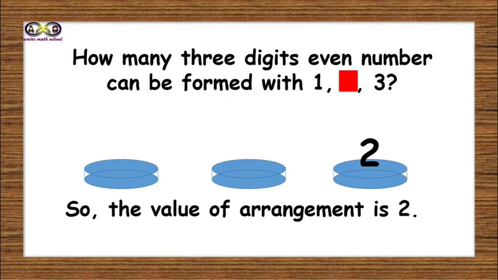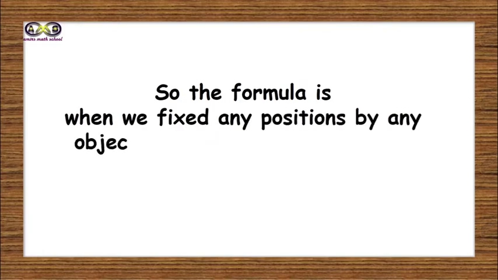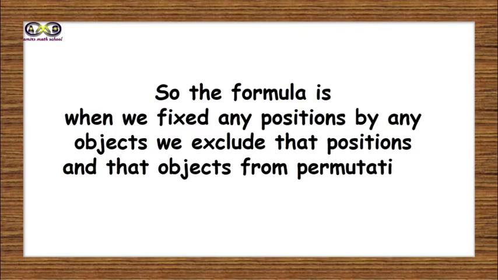Here, we just found the value using the permutation formula. The formula is: when we fix any position by any object, we exclude that position and that object from the permutation. Let's see one example.